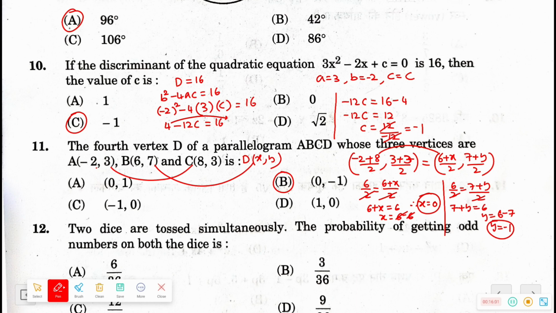That is question number 11. Now question number 13. Two dice are tossed simultaneously. The probability of getting odd number on both the dice is. Probability of odd number on both the dice. Total how many outcomes will be there?